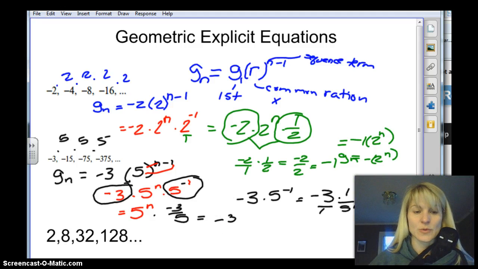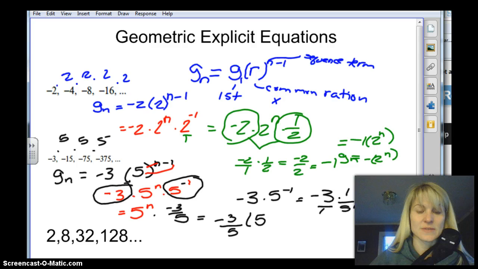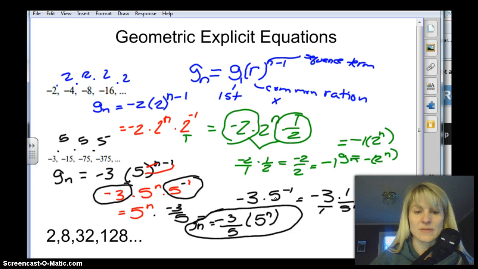And usually in exponential equations, you have your number first, and then 5 to the n power. And that was g sub n equals that. So that would be my final answer. I know this is a little bit tough because of this negative 1, but just remember you put it down below. I'd like to go ahead and give this one a try.